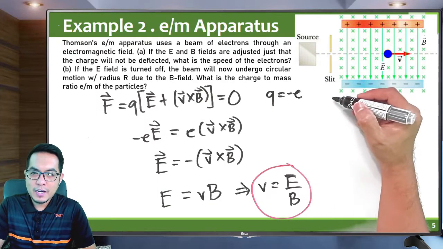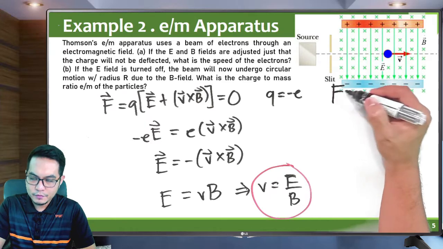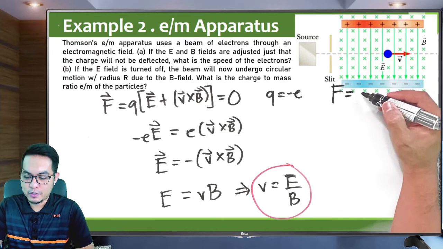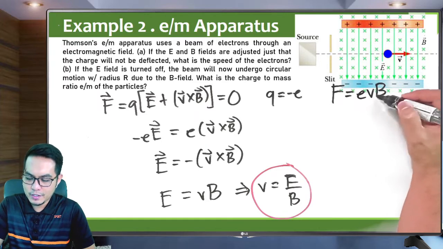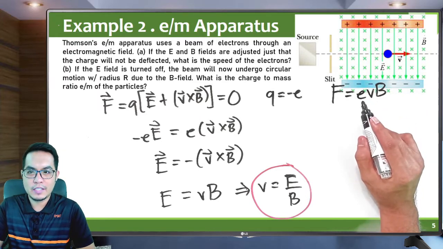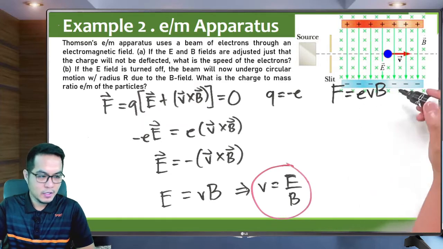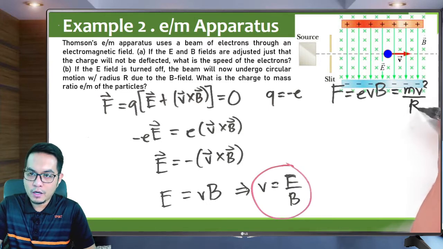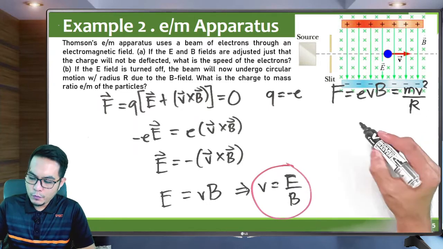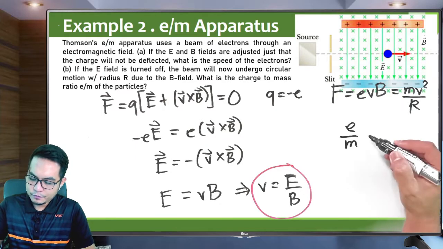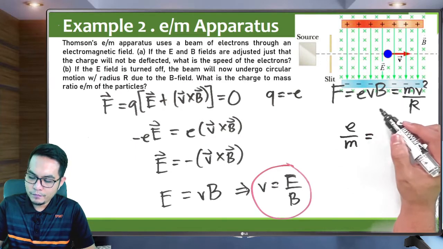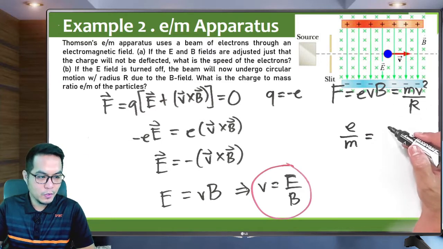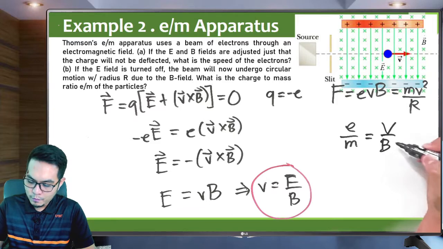So the magnitude now of the force will just be qvB, since the velocity is perpendicular to the magnetic field. So it's just evB. It's just the magnitude, no longer needed to include the negative sign. And this is equal to the centripetal force, mv squared over r. Okay, so if we want to find e over m, we divide by m and vB, and we will get v over Br.